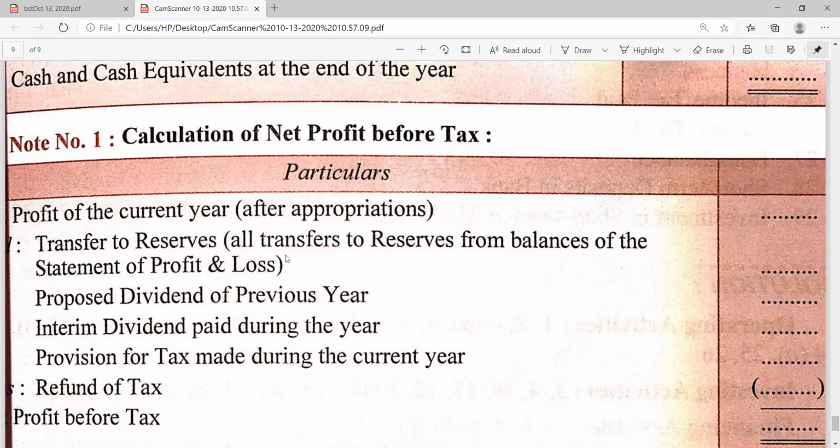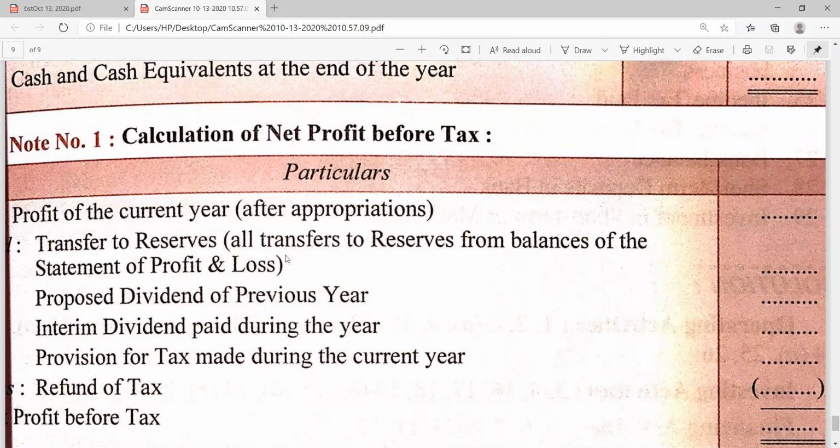Whatever reserves or profits have been deducted out of current year profit, it is to be added back, whether in the form of reserves, dividends, proposed dividend, interim dividend, or provision for tax. Whatever you have deducted out of profits is to be added back, and refund of tax is to be deducted.